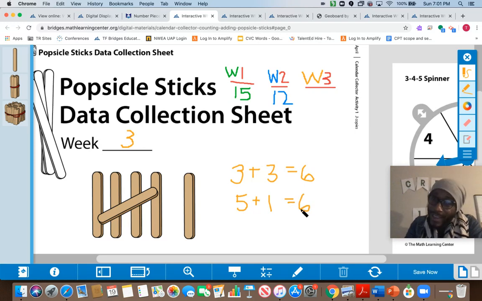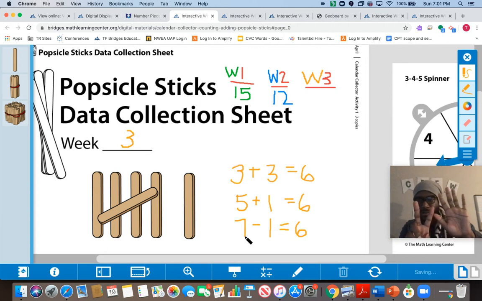Well, what about subtraction? We're talking about subtraction just a little. Ooh, 7 take away 1 equals 6. So the whole, the bigger number, is 7. So I have 7 fingers, and I take away 1. I have 6 left. 1, 2, 3, 4, 5, 6. I have 6 fingers left. That's why 7 minus 1, or 7 take away 1, equals 6.